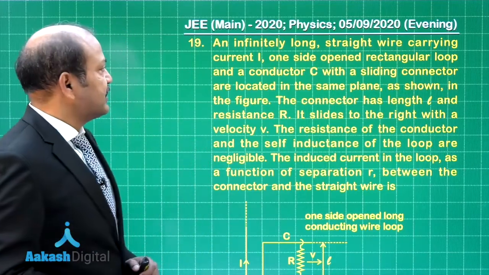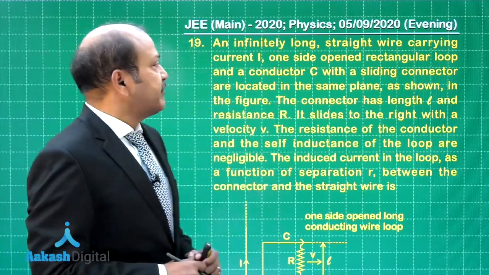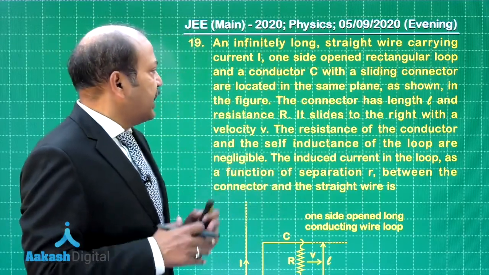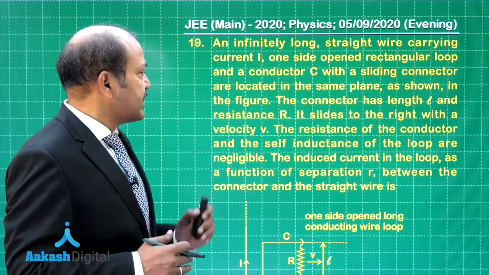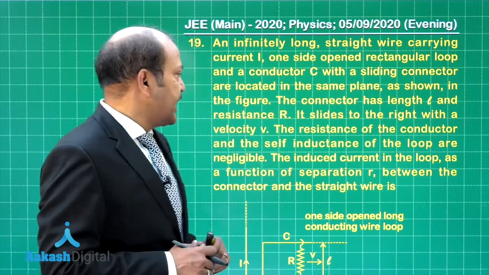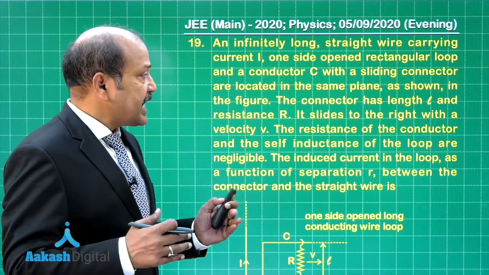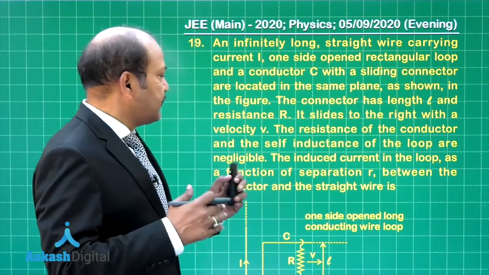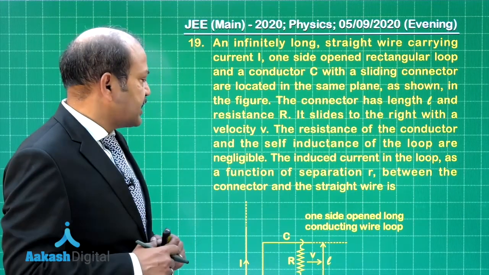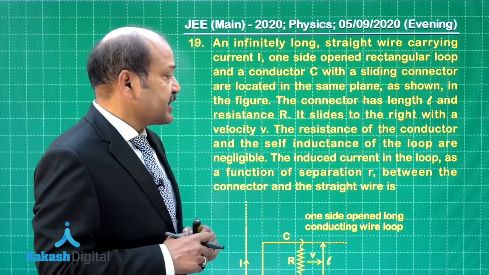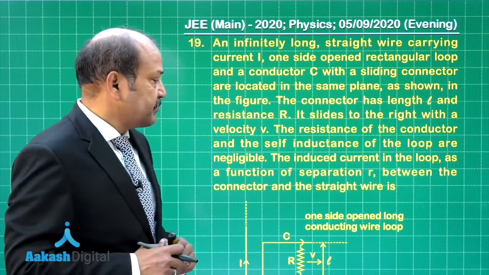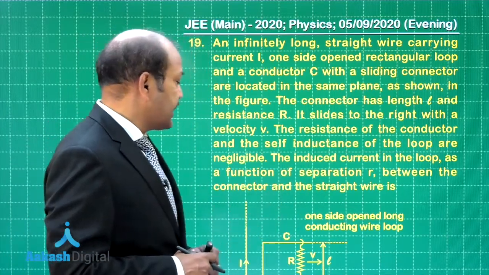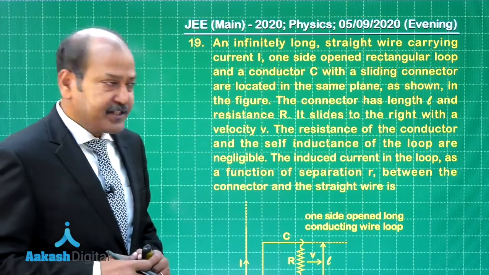Question 19 says an infinitely long straight wire carrying current I, one side opened rectangular loop and a conductor C with a sliding connector are located in the same plane as shown in the figure. The connector has length L and resistance R. It slides to the right with a velocity V. The resistance of the conductor and the self-inductance of the loop are negligible. The induced current in the loop as a function of separation r between the connector and the straight wire is.